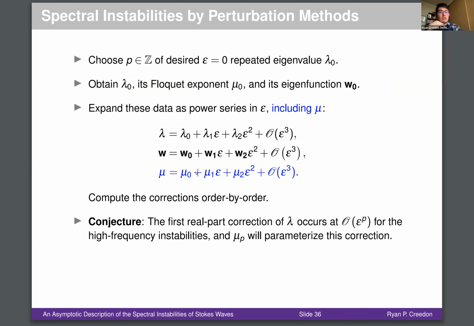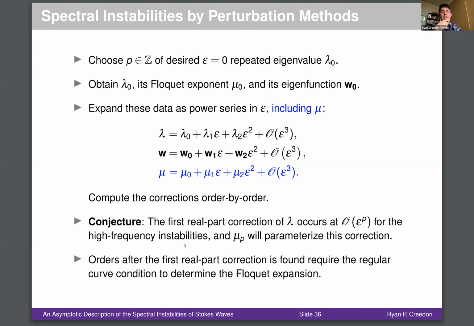And the current conjecture that has yet to be proven is that the first real part correction for your eigenvalue happens at order epsilon to the p for a high frequency instability that corresponds to that integer p. And of course, for the Benjamin-Feir instability, you get your first real part correction at order epsilon squared, which is what has allowed everyone to get these rigorous results. You don't have to go too far in epsilon. But this is a big conjecture. We have no idea how to solve it.